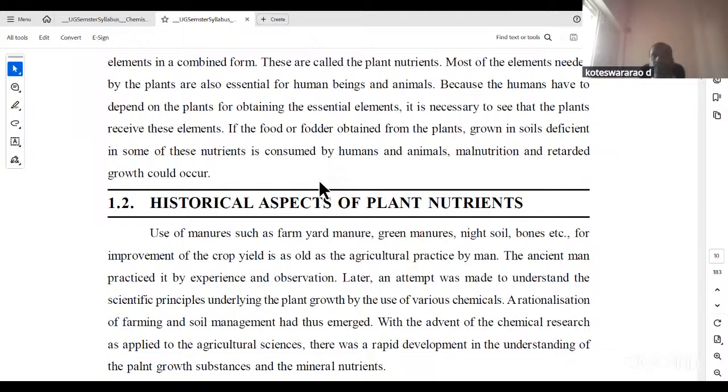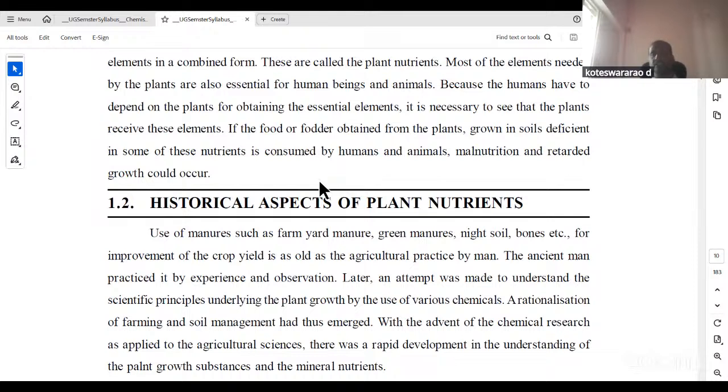Use of manures such as farmyard manure or green manure, that is, plant waste that degrades naturally. That is called green manure, and night soils. Night soil is captured from the lakes; after drying the lakes, we collect that soil. Some bones are also used as manure, though not in sufficient quantity, to improve the yields of the crop. It is an old agricultural practice of human beings.